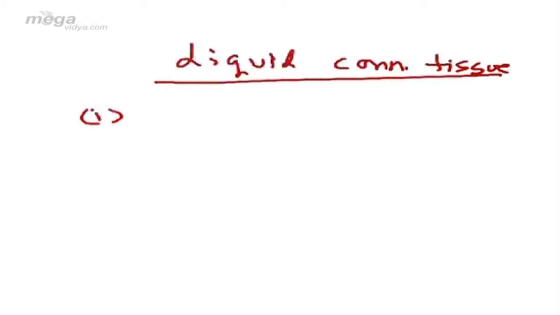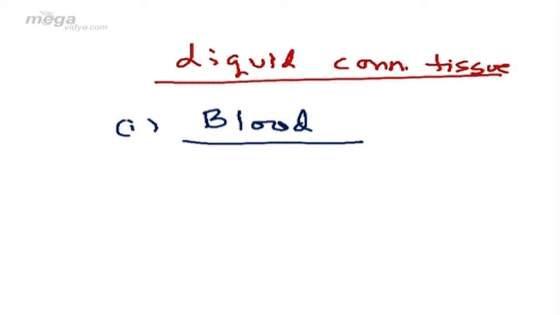Starting with liquid connective tissue. The first liquid connective tissue is blood. So today we'll discuss the first liquid connective tissue, which is blood. Blood constitutes about 8%. So the first question that you can get in your entrance exam is how much blood a normal person has. So the correct answer will be blood constitutes 8% of the body.